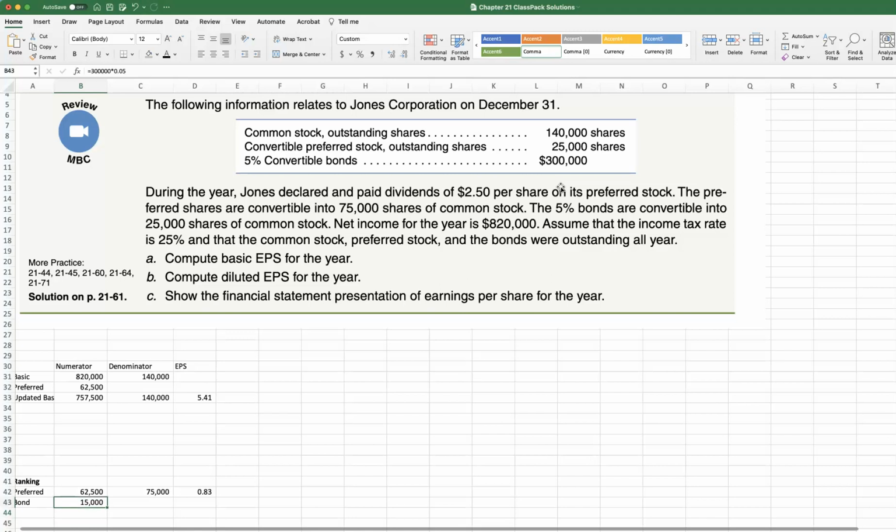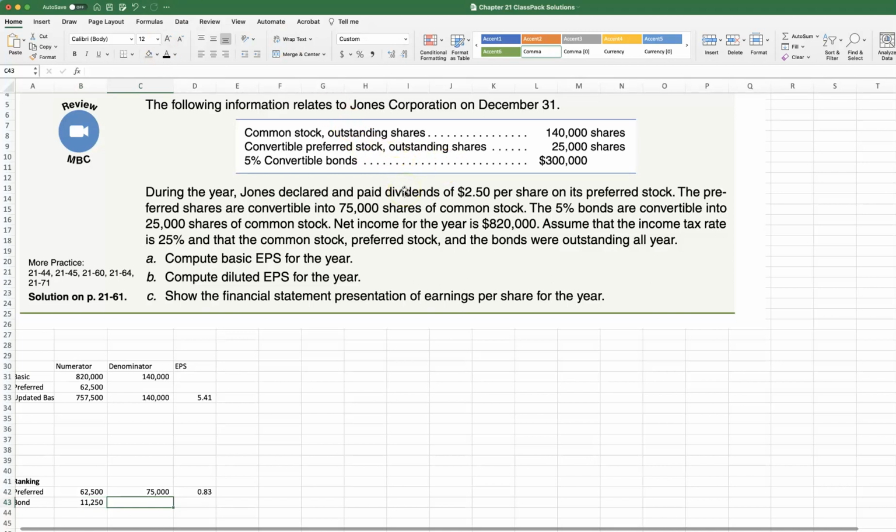But remember, I have to tax affect it. We don't tax affect the preferred because that's not something on our income statement, but interest expense is. So I'm going to take that $15,000 and multiply it times 1 minus the tax rate, or I'm just going to do times 0.75. And I get $11,250. How many shares would I have to issue?